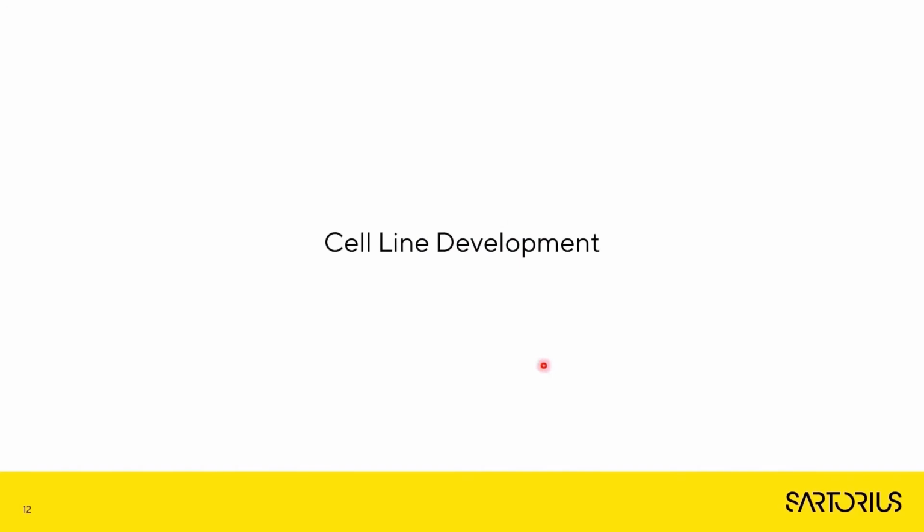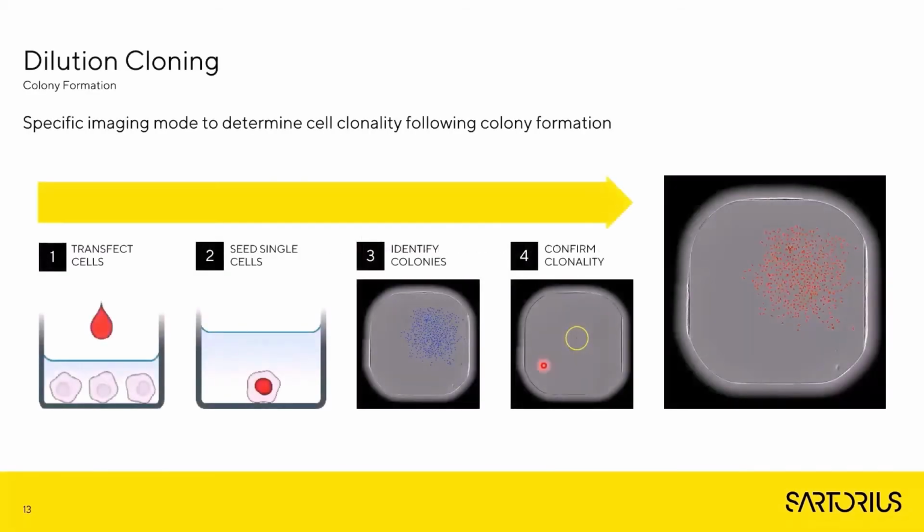Now, we've spoken a lot about functional studies and how we can determine the action of different treatments on inducing cell killing. I'm now going to change track slightly and talk about cell line development and using high throughput analysis approaches for this. Now, the first thing we want to do when we're developing a cell line is determine that the cell line is indeed a clonally derived population. And live cell imaging and analysis is ideally suited to this.